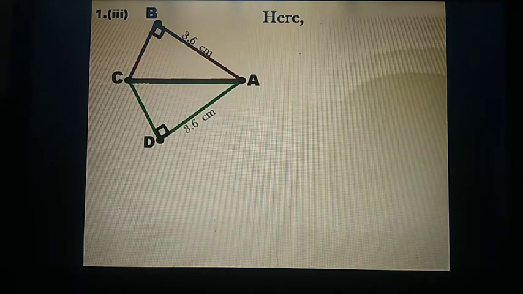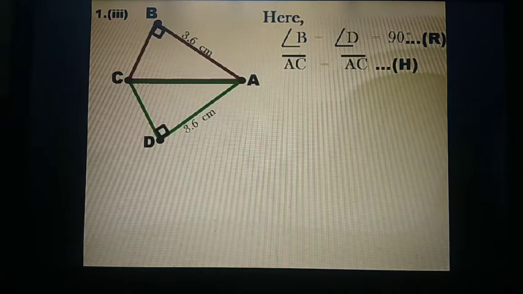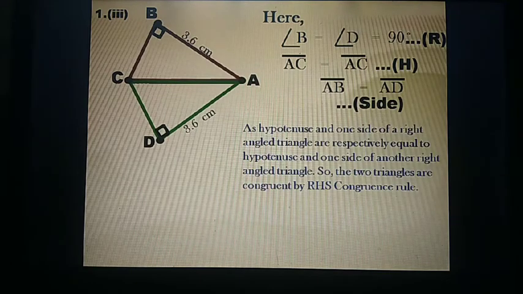Next. Again, first we will shade both the triangles with different colors. Here, angle B and angle D are both 90 degrees. They are R here. The opposite side in both triangles is AC. It will act as the hypotenuse. The next sides given to you are AB and AD. Both are 3.6. This will act as the side. So again, both triangles are congruent by RHS congruence rule.